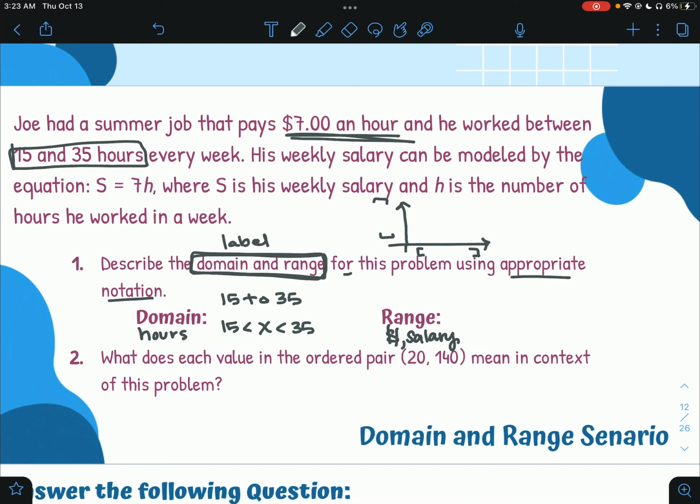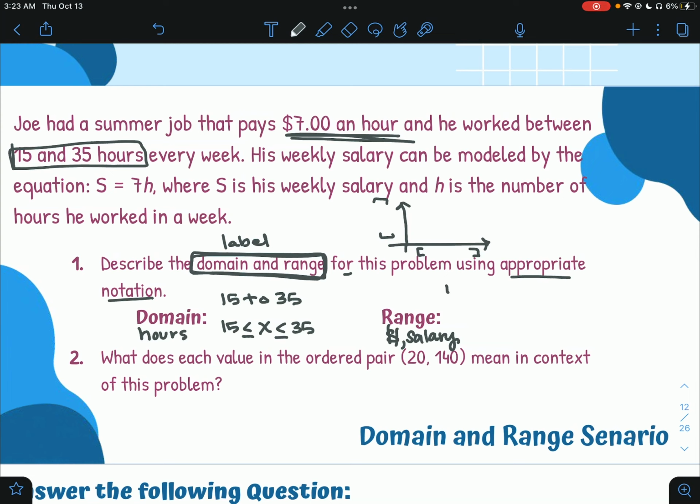We need to think about, can we work exactly 15 hours? Yes, so it's equal to. Can we work exactly 35 hours? Yes, so it's equal to. So we now have our domain. We do the same thing for our range. However, we're going to have to do a little bit of math for our range because it didn't tell us our possible paychecks. It just told us how much we earned per an hour.